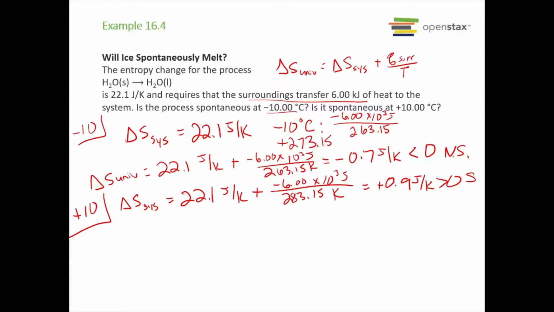And this makes sense, right? Because at negative 10 degrees Celsius, we're below the freezing point of water, so it's not going to spontaneously melt because it's below its melting point, its freezing point. Whereas at positive 10, we're above 0, so we are above our melting point.